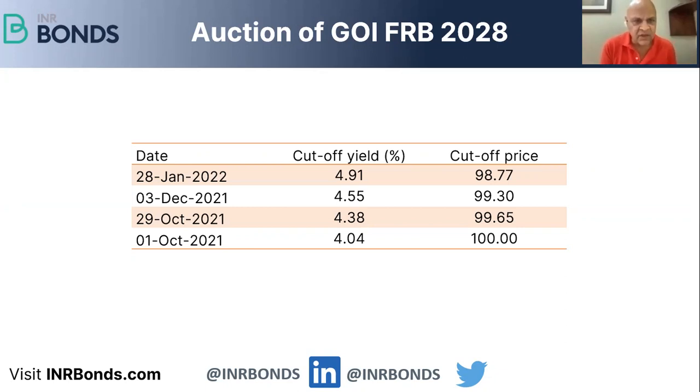Now, surprisingly, if you see this table here, look at the way the yields have moved. The cutoff yield in October 2021 was 4.04%. But on 28 Jan 22, in just 3 months' time, the last auction cutoff was 4.91%. So clearly they are getting a higher interest rate because the market is anticipating an RBI rate hike. But if you take the price movement, which is very surprising, the prices have actually come down. The first issuance was at 100 rupees, and the last issuance was at 98.7. So somebody holding this bond from October at 100 rupees is earning higher rates, but if they go to sell the bond, they get a lower price.